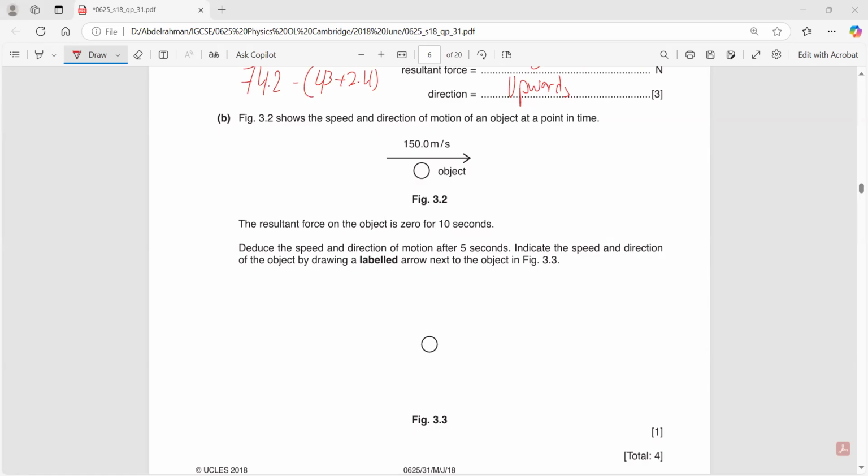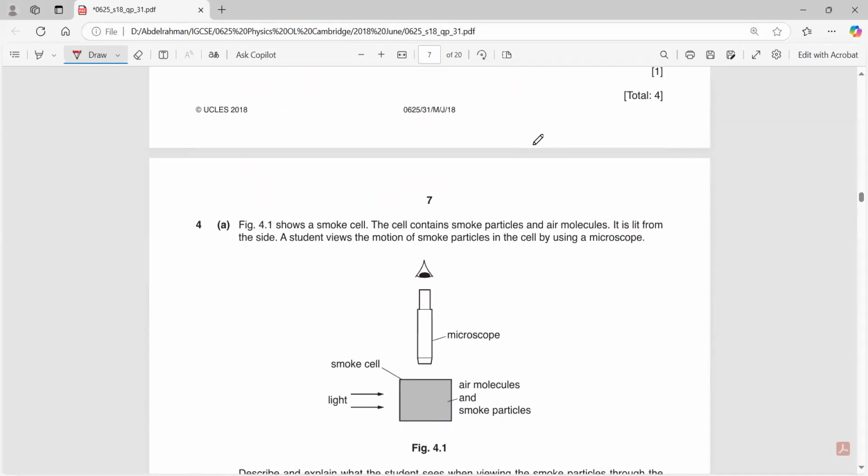If it's moving with a zero resultant force, it would be the same. Why? Because zero resultant force means that it's moving with a constant speed in the same direction. So basically, I need to draw an arrow in this direction with a magnitude of 150 meters per second. That's it. Zero resultant force means it's moving with a constant speed in the same direction.